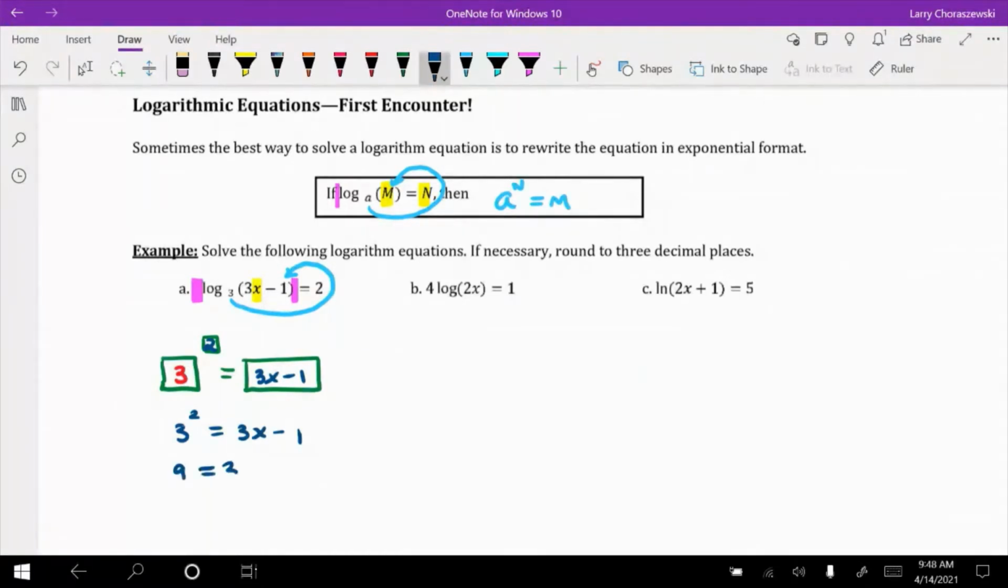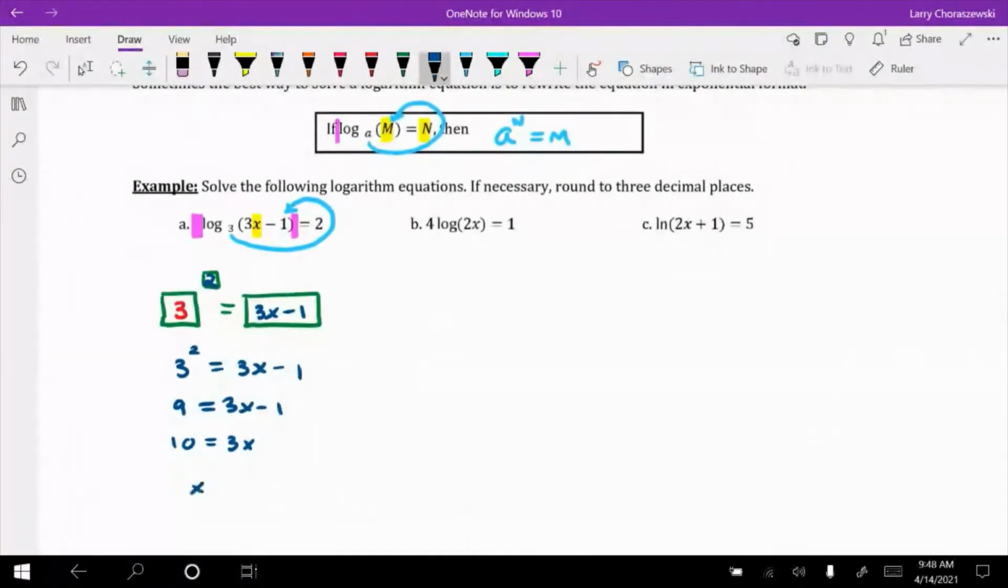You got it. So 9 equals 3x minus 1. Add the 1 over to get 10 equals 3x. And divide each side by 3 to get x equals 10 thirds. Very good.